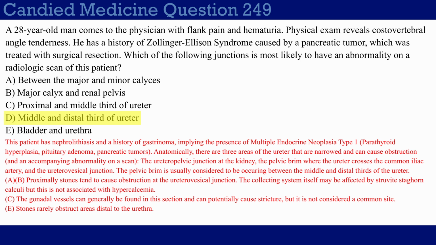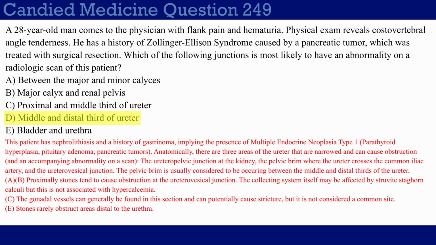Choice C, proximal middle third of ureter. The most notable structure that crosses around here is the water under the bridge, gonadal vessels. It is potentially possible for gonadal vessels to cause a narrowing of the ureter. It's pretty atypical and wouldn't be considered one of the common sites. Finally, choice E, bladder and urethra. It's pretty rare to get an obstruction once you enter urethra.